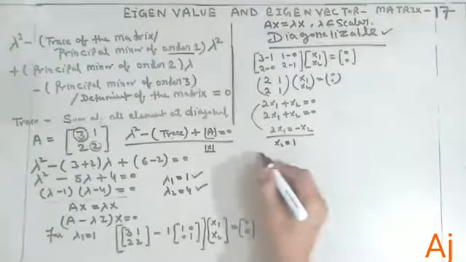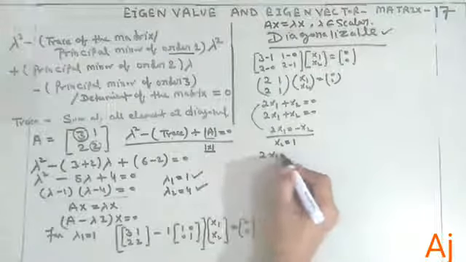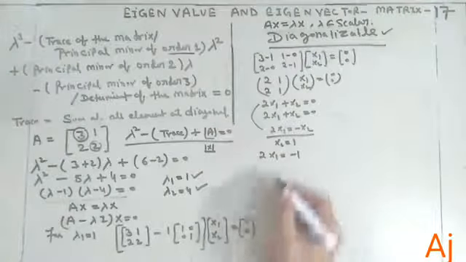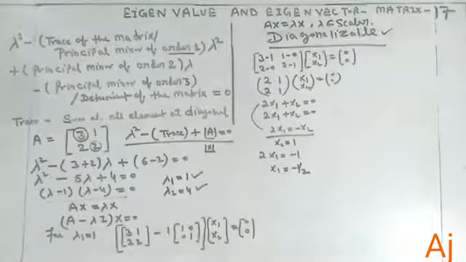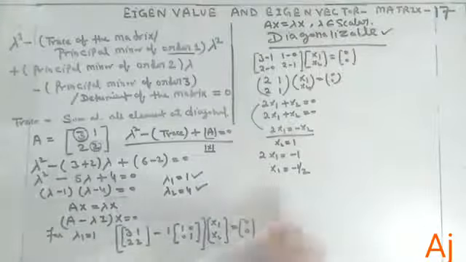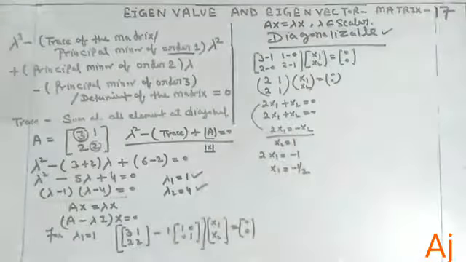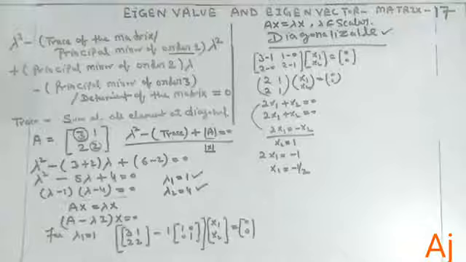For x2 is equal to 1, you will get 2x1 is equal to minus 1. Okay, then x1 is equal to minus 1 upon 2. It's totally dependent on you. If you are taking x1 is equal to 1, suppose, this is 1 upon 2.